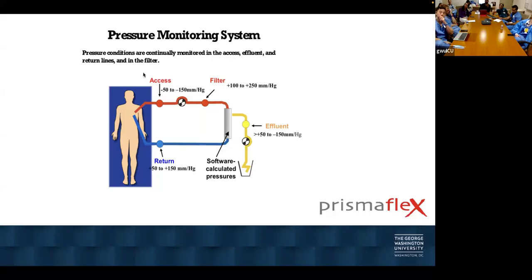I look at the access pressure. Is it too much negative, or is the return pressure too much positive? Then it's the catheter problem. It's a catheter. And that's what I want you guys to always remember, because most of the time it's a catheter problem. If there's clotting, then it comes to the other things.